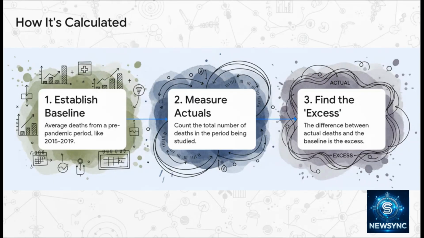And figuring it out is pretty straightforward. It's just 3 steps. First, you look at a normal period before the pandemic, say 2015 to 2019, and you get an average. That's your baseline. Second, you just count up all the deaths that actually happened in the period you're looking at, like 2021 to 2022. And third, you find the difference. Whatever is left over, that's your excess.